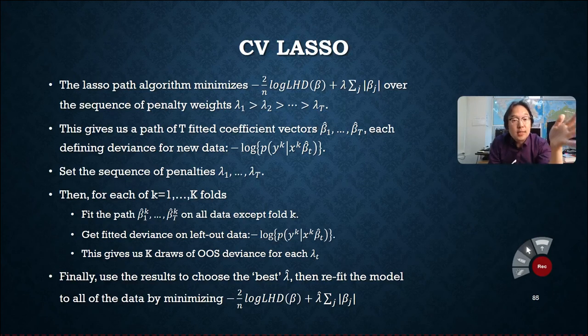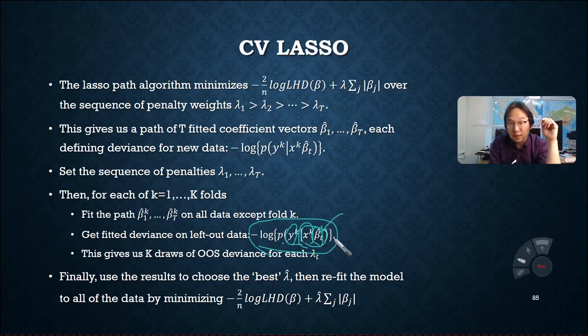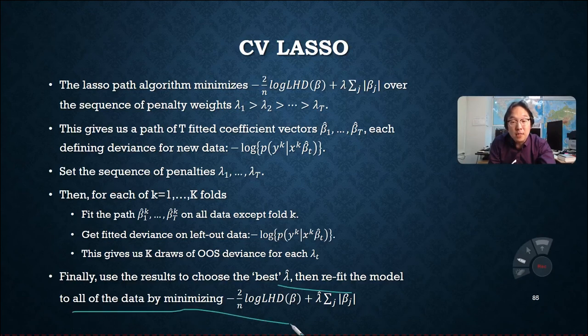And then this gives us, if you see this formula over here, the probability, it's a logistic regression. What's the y given your data x, but with the beta coefficient being estimated at the training set. Remember, this is the test set, but the beta is coming from the training set. That's what this is talking about. This gives us K draws of out-of-sample deviance for each lambda t. Finally, use the result to choose the best lambda hat, then refit the model on all of the data by minimizing this guy.